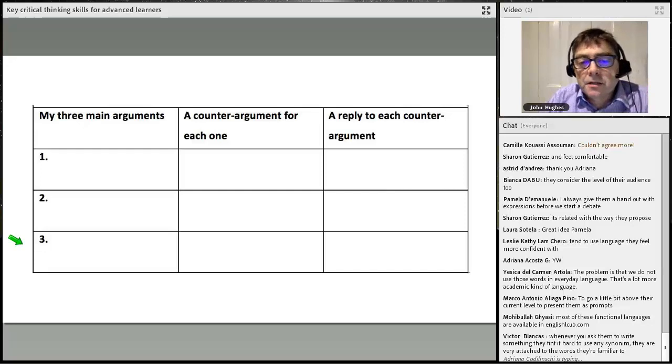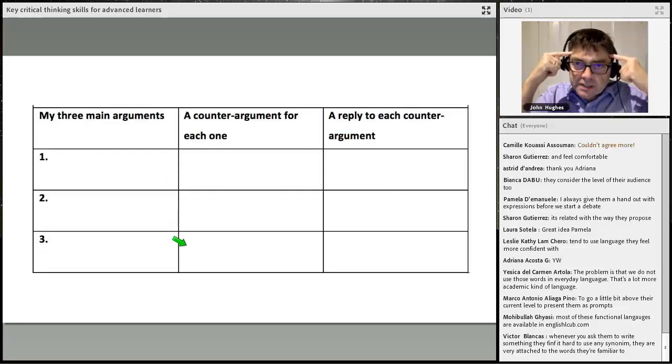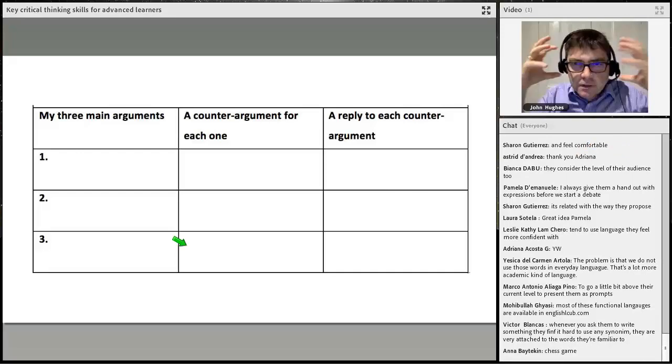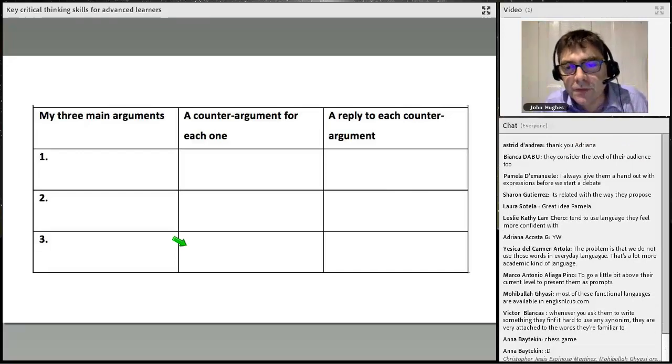Then I say to them, think about what a person who disagrees with you, what would they say? What would be their counter-argument? And they write the counter-argument here. So what they're doing is they're thinking critically about what the other side thinks. It's all about empathizing and understanding and seeing other people's perspective. It's a bit like a chess game, Anna, yeah.